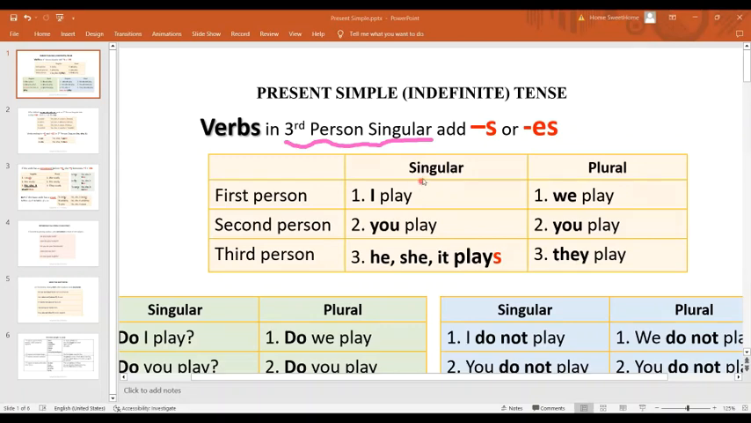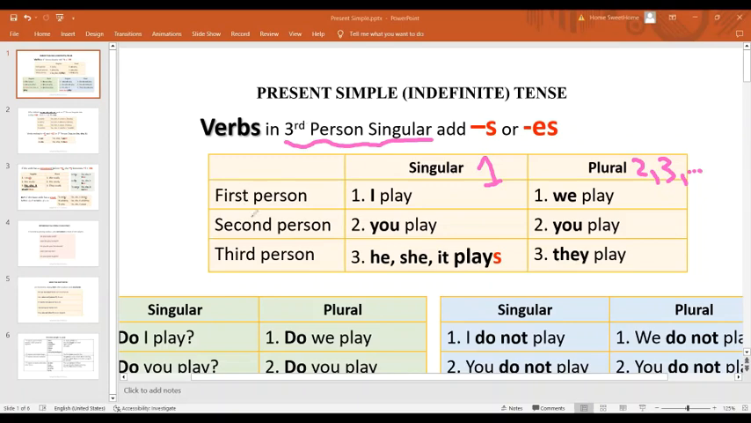For instance, the word singular means one. I always say to my students, it just means one thing, object, or one person. And let's look here at the word plural. It means many. So it means two, three, or more things or objects or people.